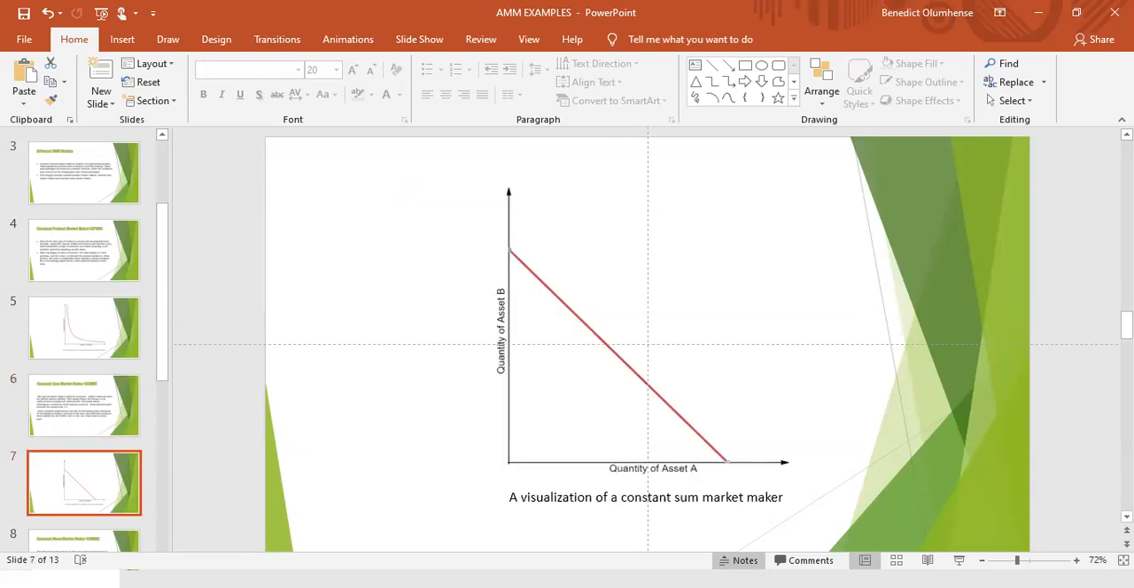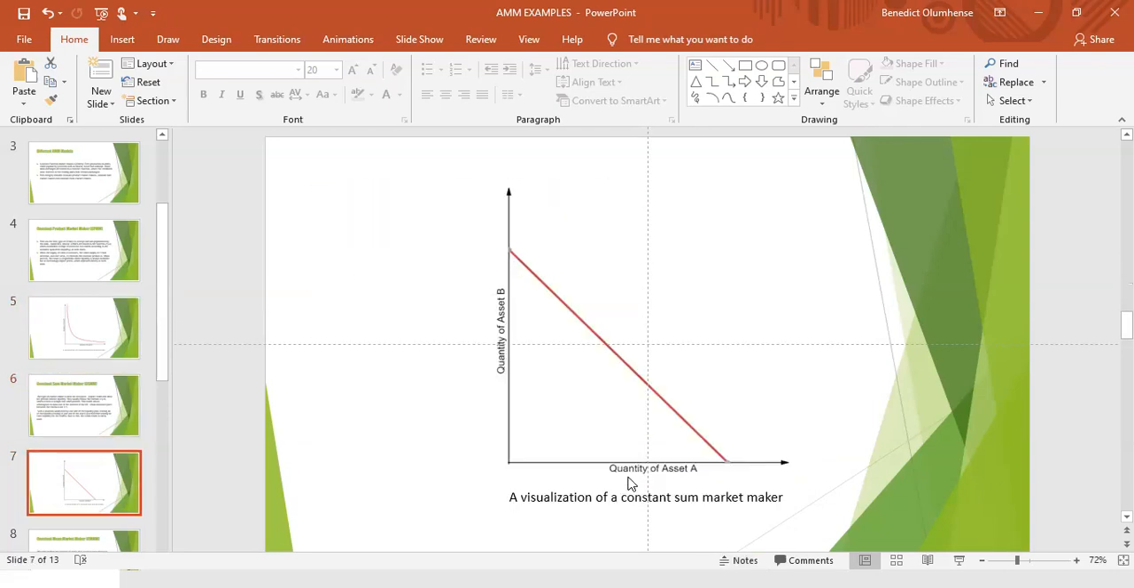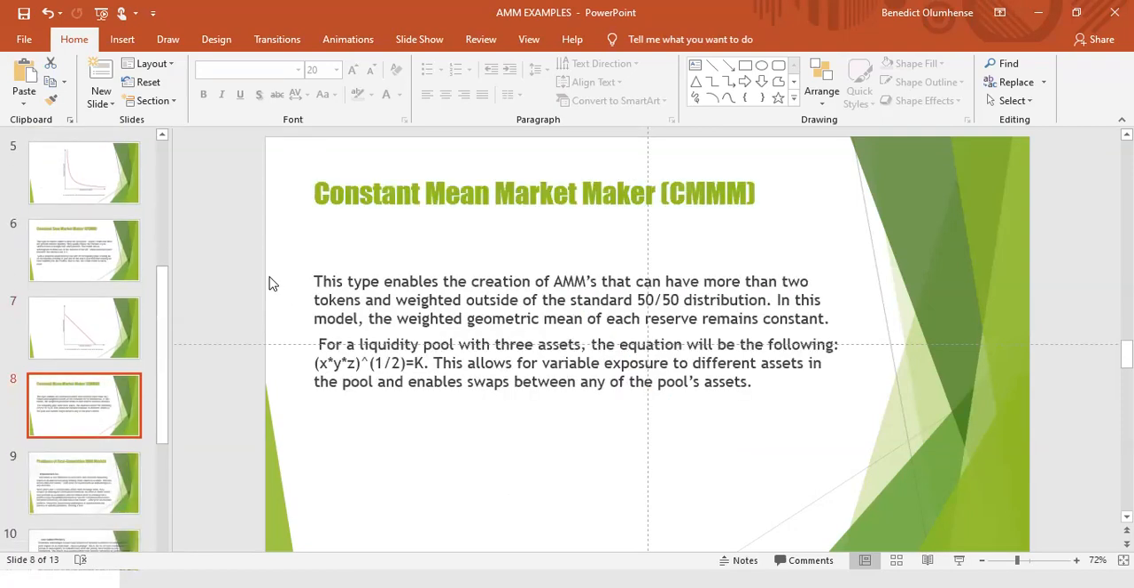So this is a graphic depicting the function of a constant sum market maker. You see it's quite different. While the previous one is more tail-shaped, this is just a straight line. So it's really not giving us value as much as we want, right? Then the constant mean market maker, right?